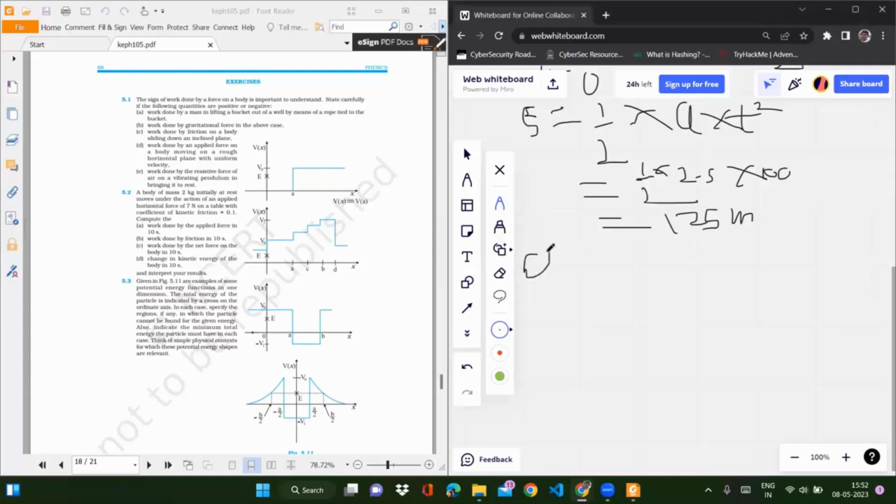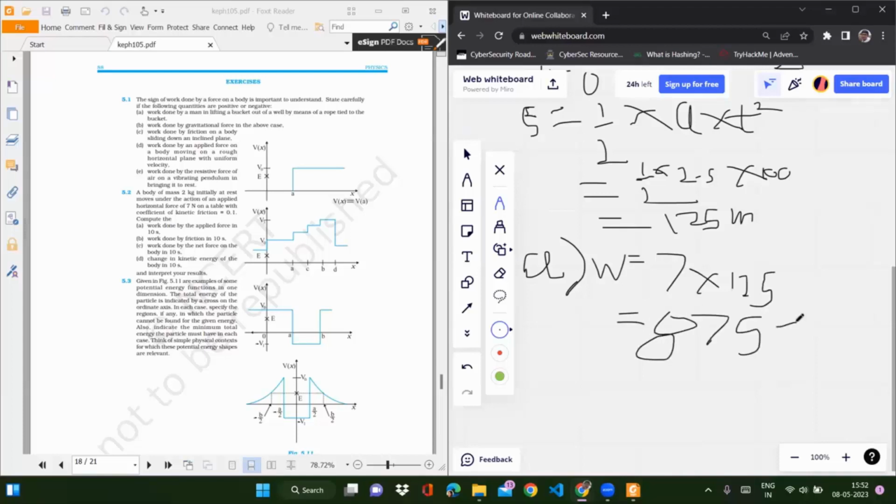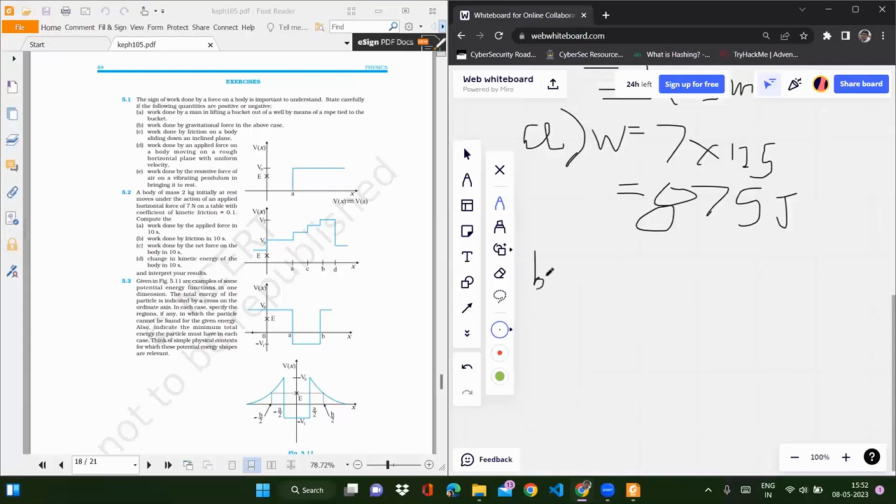So the work done by the applied force we will calculate. The applied force is 7 Newton, as given here. Work done will be F into S, as we have taken displacement S. So it will be 7 into 125, which comes out to be 875 joules.